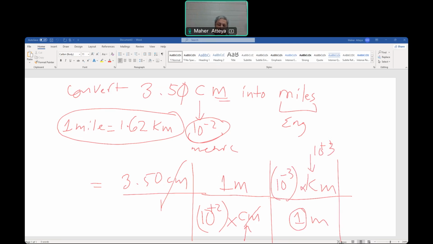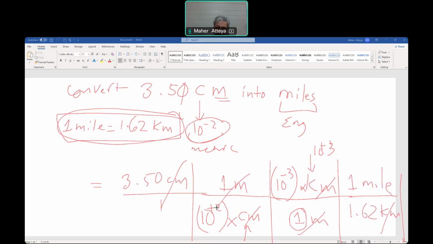So now the meter is converted into kilometer, correct? By introducing an exponent of 10 to the minus 3. Then next is to take the kilometer out and put in the relationship between kilometer and miles. I put 1 mile on top because I need the miles. 1 mile is 1.62 kilometers. So kilometer cancels with kilometer, meter with meter. All the units are canceled out, except the mile, which is what we need.